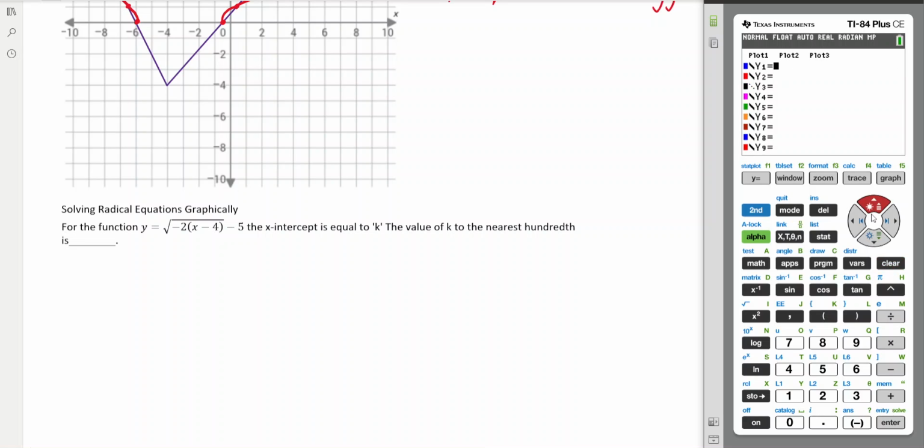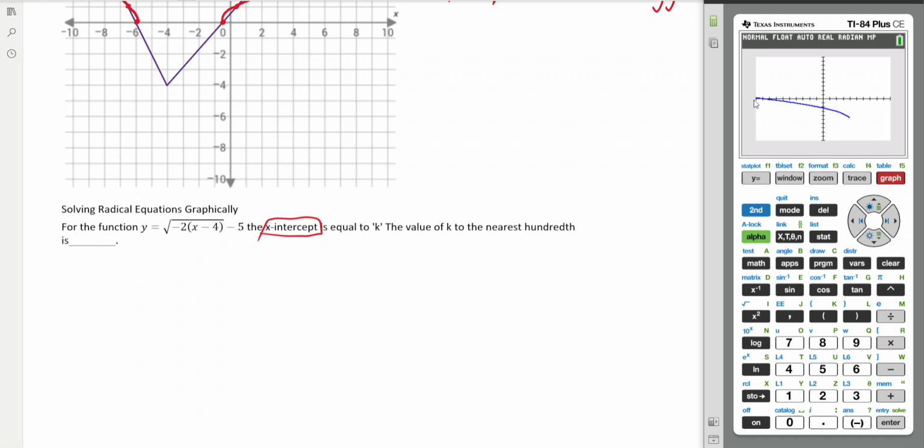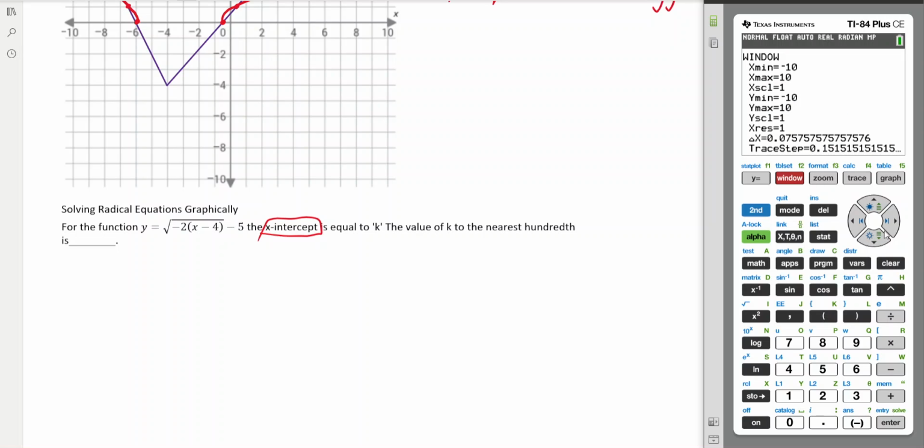So we have square root of -2x minus 4 minus 5. So we're graphing that function. It looks kind of funky, but we're looking for the x-intercept, right? So if we look over here on the left-hand side, it does look like we might have it. Let's just make it a little bit bigger to be sure. Maybe go to 20, and it looks very clear now.